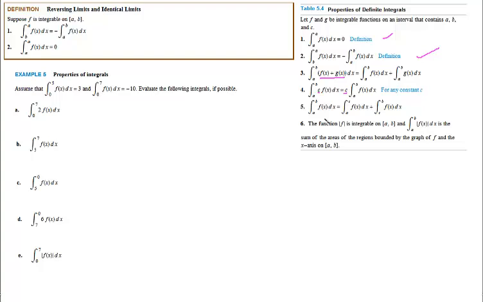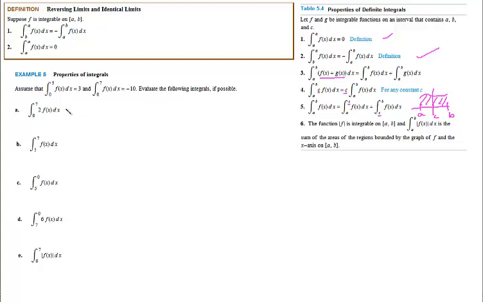For this one, as long as this c and this one are exactly the same, when you smush them together, it's just like looking at a graph from a to b, and looking at the area under that curve. It's just like breaking it apart, looking at it from a to c, and then c to b. Notice they have to be in this order. And this one just has to do with absolute value.